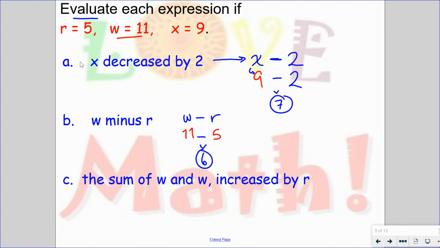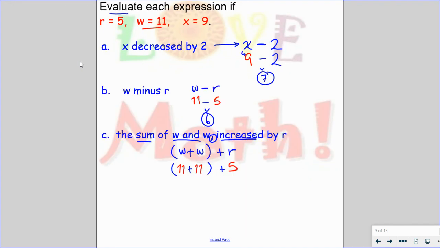Last but not least, for example C, it says the sum of W and W. It's almost like we do something first. We're going to add those quantities together first. Then, notice the comma, it is increased by R. So we're going to add two quantities first, increase by R. In this case, W is 11. And we have another W, so we substitute another 11. And R is 5. Of course, grouping symbols, 11 plus 11 is 22. 22 plus 5 is 27. For a final evaluated answer, a final value of 27.